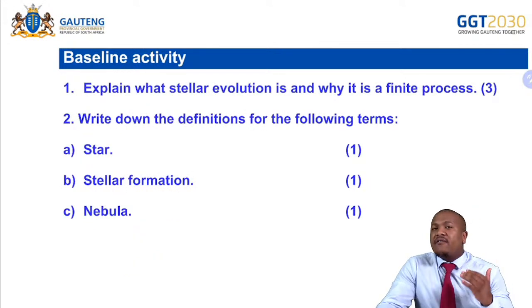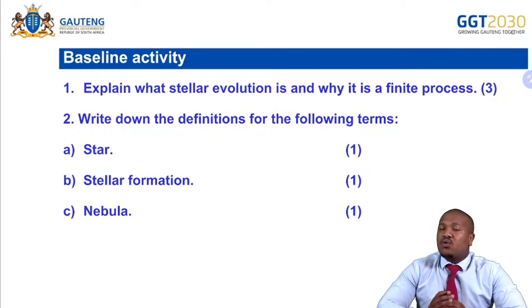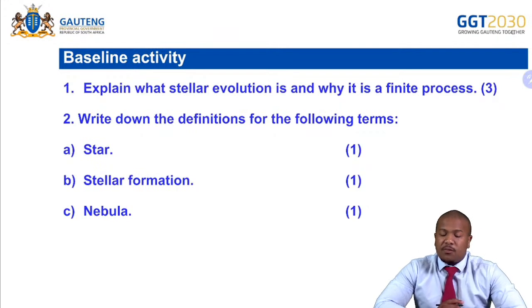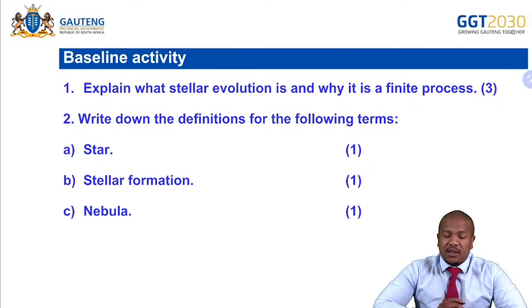Now, we also have a baseline activity, which I would like you to write to test your knowledge so far. Let's read through the questions. Number 1 says, explain what stellar evolution is and why it is a finite process. It is for 3 marks, so you don't need a lot of explanation. Number 2 says, write down the definitions for the following terms: A, star, B, stellar formation, and C, nebula. Because you have to explain in number 1 and define 3 terms in question 2, I'm going to give you 5 minutes for this activity. Then let's meet again after 5 minutes.